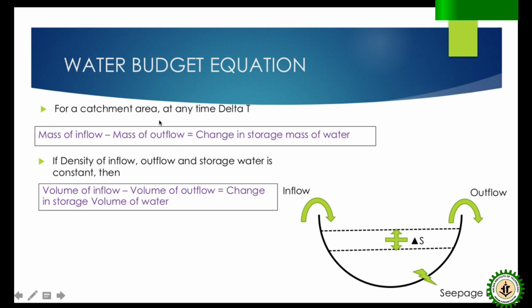For a catchment area at any time delta T, mass of inflow minus mass of outflow equals change in storage mass of water, that is your delta S. If the density of inflow, outflow and storage of water is constant, we can give the same formula in terms of volume: volume of inflow minus volume of outflow equals change in storage volume of water. So this is the basic equation.